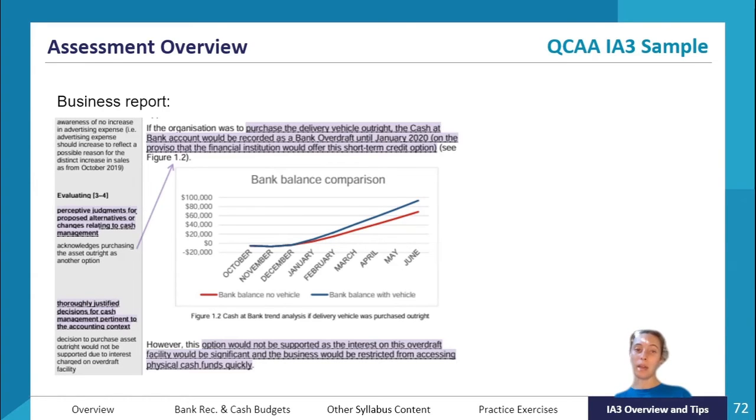So we've said that the cash at bank account would be recorded as a bank overdraft until January 2020. However, this option would not be supported as the interest on this overdraft facility would be significant and the business would be restricted from accessing physical cash funds quickly. So it's showing a really good understanding of the processes of what would happen if this scenario was real life.